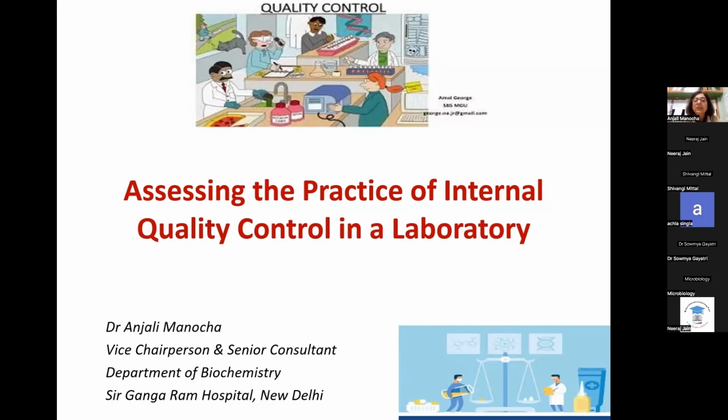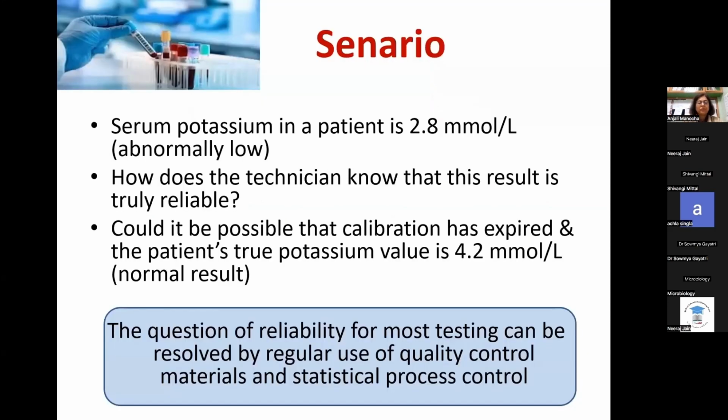On assessing the practice of internal quality control in a laboratory. Now, let us think of a scenario that we often face in the lab.